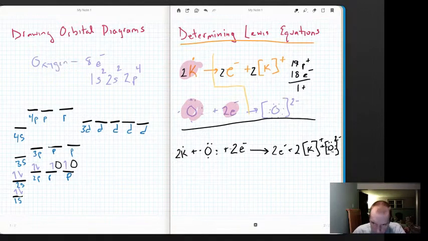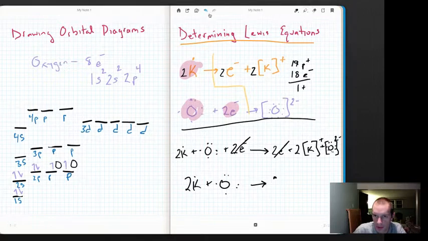Last step. We can see there are 2 electrons on either side of this particular equation, so we can cancel those out because they show up on both sides. Then it's just a matter of reducing. We end up with 2 potassiums with a dot plus a single oxygen with 1, 2, 3, 4, 5, 6 dots. It's going to yield the 2 potassiums up here.